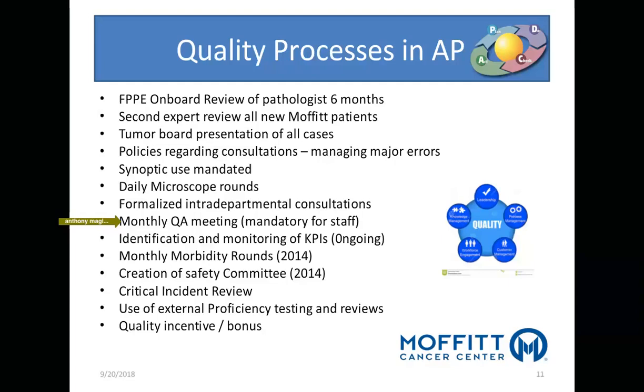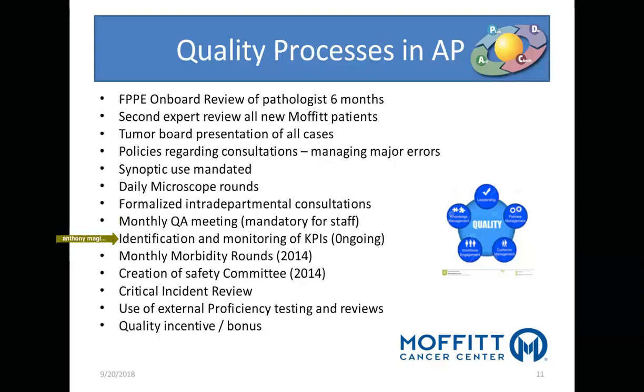At these rounds, significant topics in terms of changes to policy are discussed, and key performance indices are reviewed. They're great opportunities for the whole team to get together to discuss aspects of policy and quality. And at these rounds, it's not just pathologists that attend, it's also the managers and quality managers, and departmental administrators.